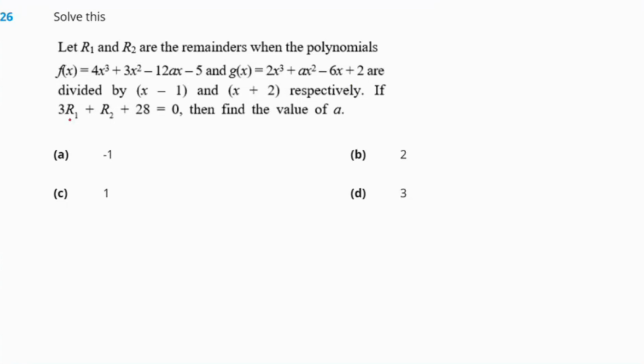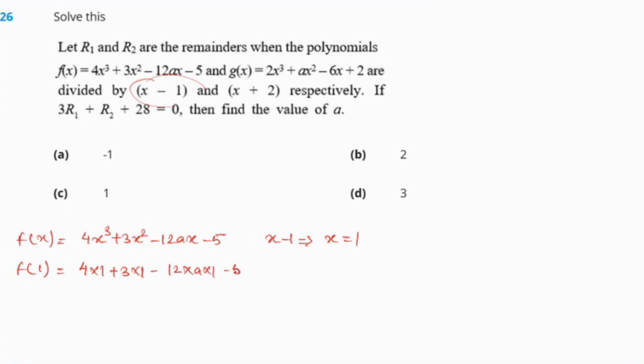for f(x), which is 4x cube plus 3x square minus 12ax minus 5, we are going to divide it by x minus 1. Since it is divided by x minus 1, we will be getting the value of x as 1 only. So let's put the value of x as 1 over here. We take the function of 1. We will be getting 4 times 1 plus 3 into 1 minus 12 into a into 1 minus 5. So that gives us 4 plus 3 minus 12a minus 5. That gives us 7 minus 5 is 2, 2 minus 12a.